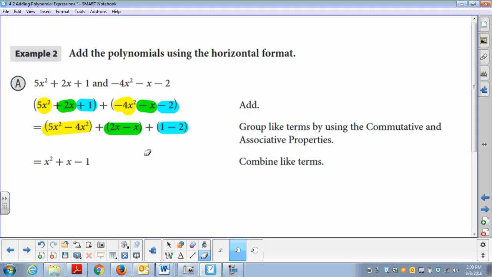Okay, now that we have everything grouped together, we'll go ahead and combine like terms. 5x squared minus 4x squared will be 1x squared, or x squared. 2x minus the x is going to be x. And 1 minus 2 will be negative 1.